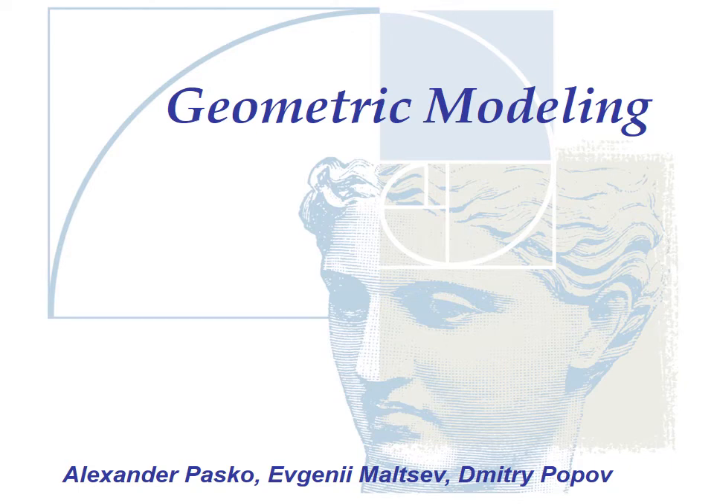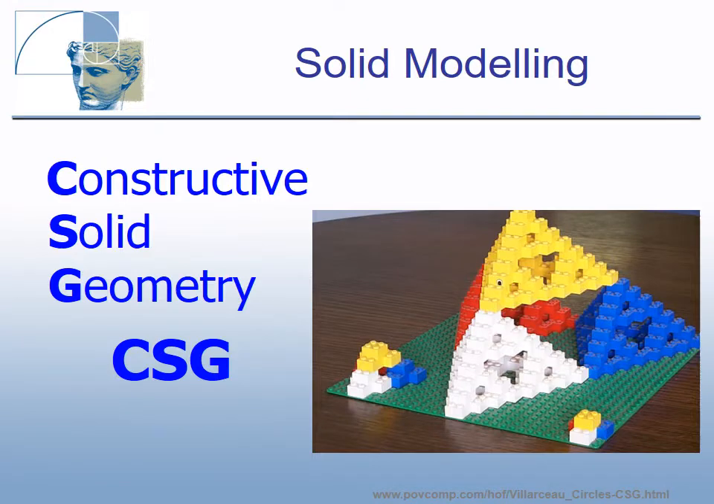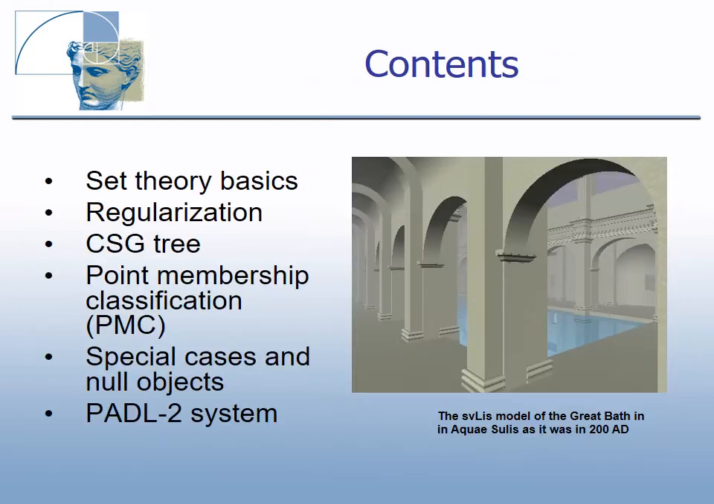This is the next lecture of the geometric modeling course. We start with the Constructive Solid Geometry, abbreviated as CSG. It is based on several three-dimensional solid primitives and regularized set-theoretic operations. In this lecture, we will recall the basis of the set theory. Then we'll discuss special regularized set operations.